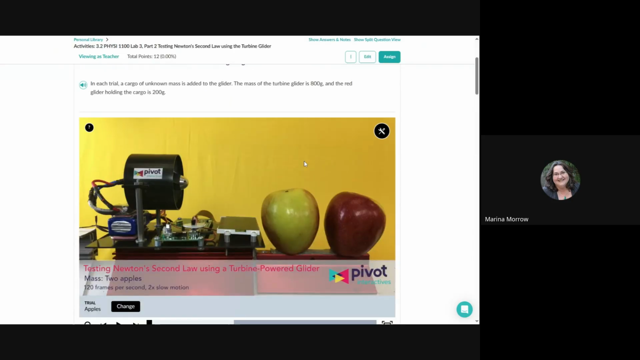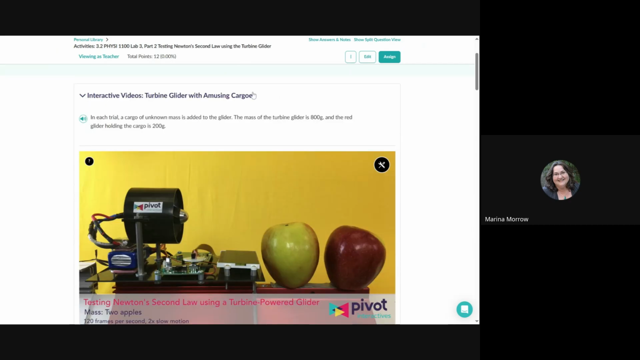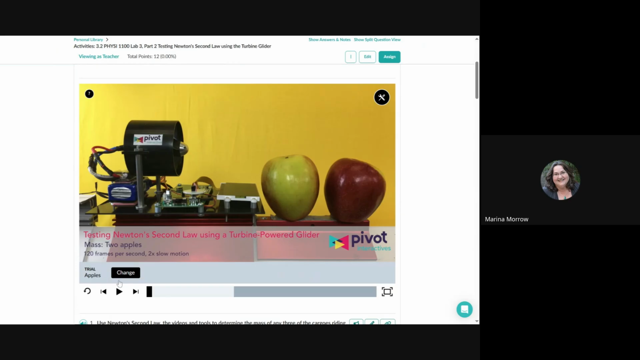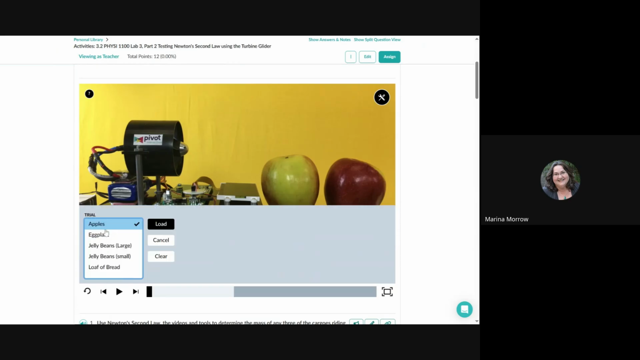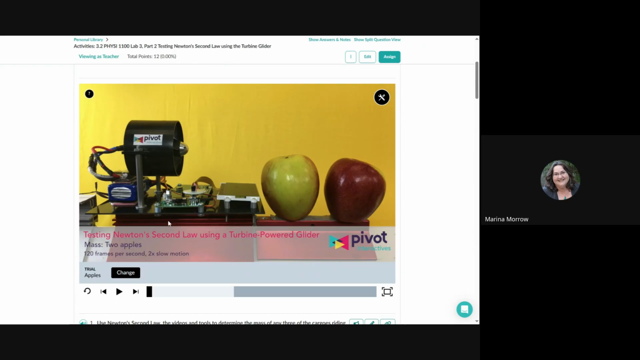Okay, so what we're using here are the same gliders that we used in the last lab, Part 1. And now we have what are called amusing cargoes. The cargoes that we have are apples, eggplants, jelly beans, and a loaf of bread. Now you only need to record data for 3 of these. So let's look at the apples.